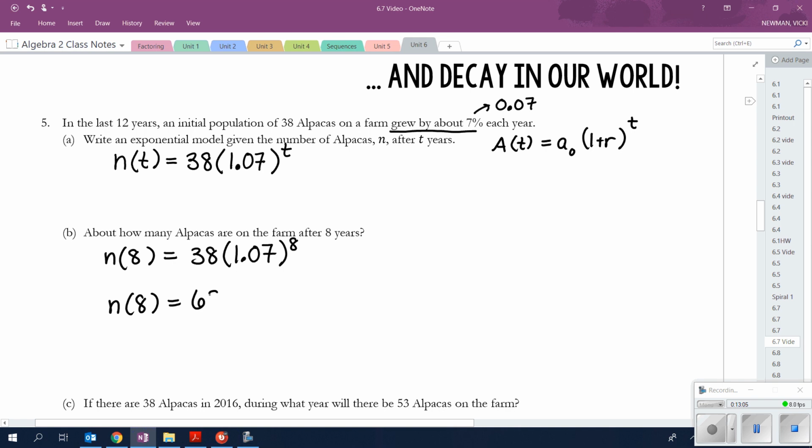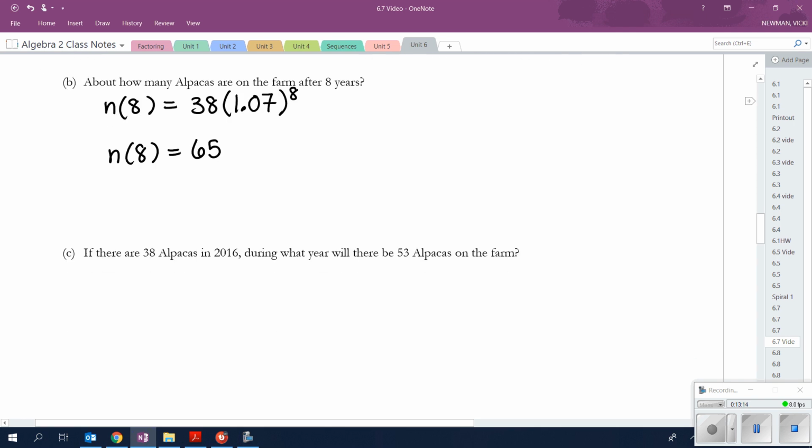65. Okay. Yay! Is anybody excited about anything we've done? No, this seems very straightforward. You did this in Algebra 1. Now, Part C asks if there are 38 alpacas in 2016, that was our starting, during what year will there be 53 alpacas on the farm? What are we solving for? T. So where are we putting 53?